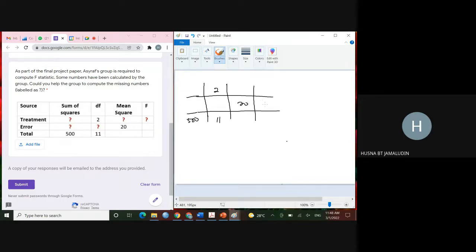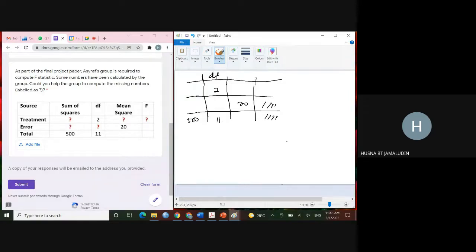Okay, so you don't have this part, right? You don't have this part. So this is your F. Okay, so the first thing you have to do is compute the degrees of freedom, right? The degree of freedom is somewhere here. This is the degree of freedom. So how do you compute the degree of freedom?